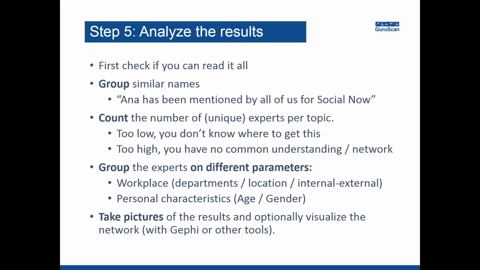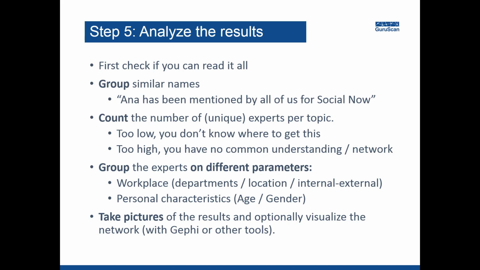Next thing what you could do is, for instance, count the number of unique experts per topic. It's great if you all know that Anna has knowledge on social now, but if she's the only person that you could come up with, that could be a risk. So too low, you don't know where to get this, there are no names there. Too high, like a scatter plot, everyone is naming different people. That means there may not be a common understanding or a common network within your group. Both can be risky, and both might need a little result.